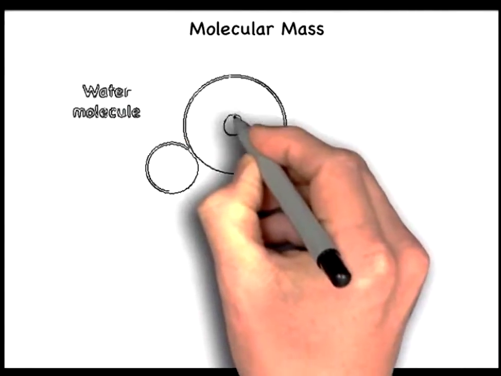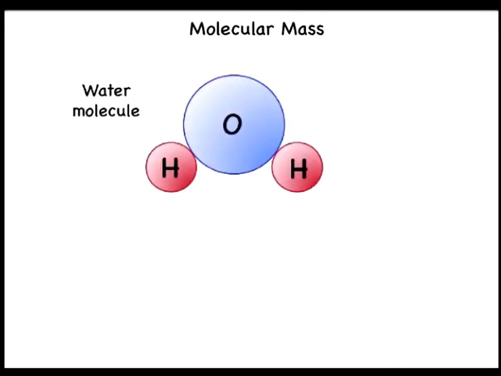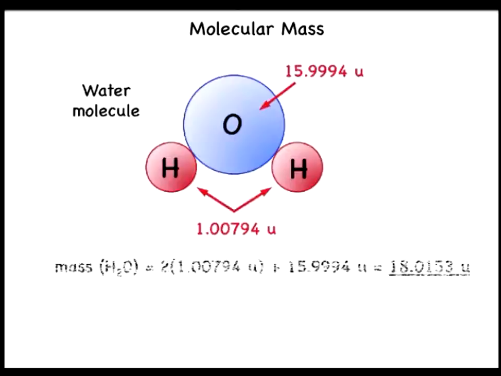The molecular mass of a molecule is the sum of the atomic masses of its constituent atoms. For instance, the elements hydrogen and oxygen have atomic masses of 1.00794 atomic units and 15.9994 atomic units respectively, so the molecular mass of a water molecule, H2O, is therefore 2 times 1.00794 atomic units plus 15.9994 atomic units, which is equal to 18.0153 atomic units.